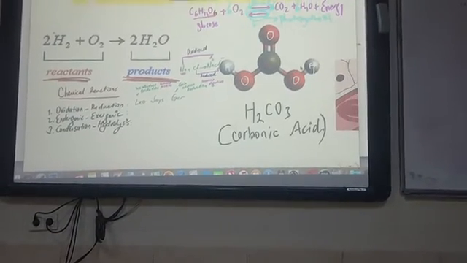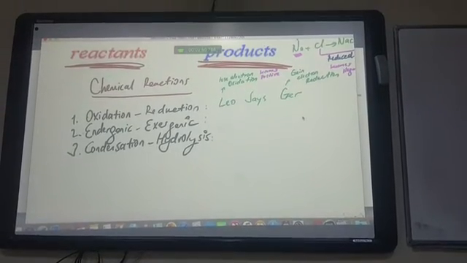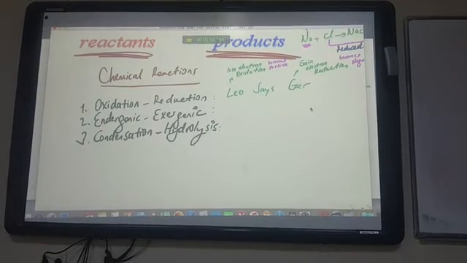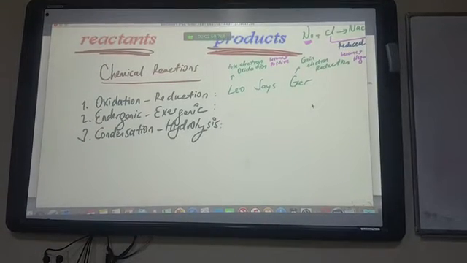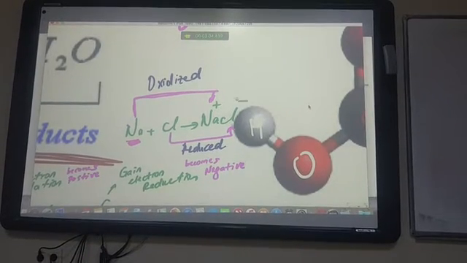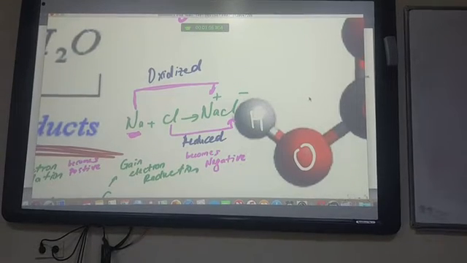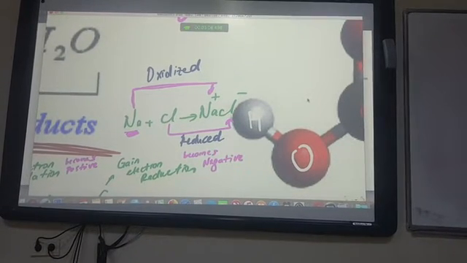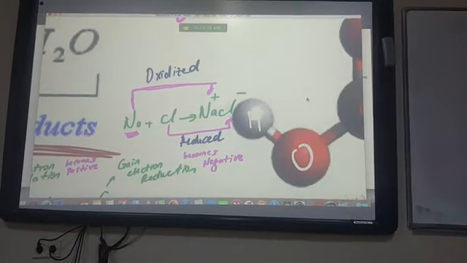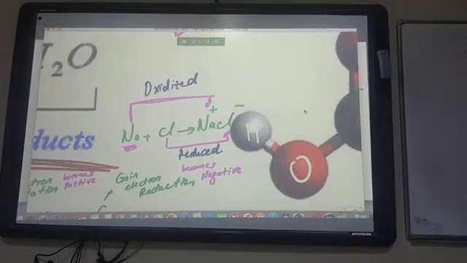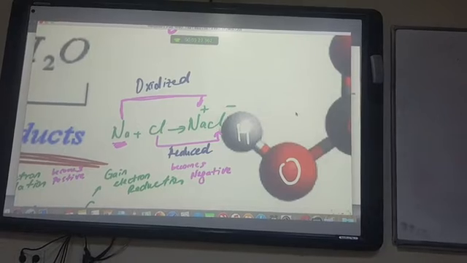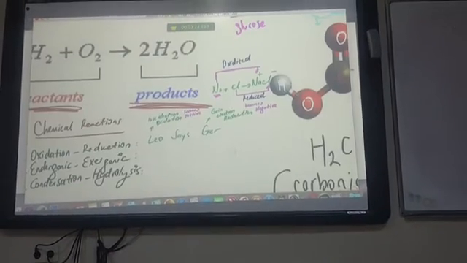To understand the reaction of oxidation and reduction, which reactant is oxidized or which reactant is reduced, you should follow the ion. If it became positive, it is oxidized. If it became negative, it is reduced.